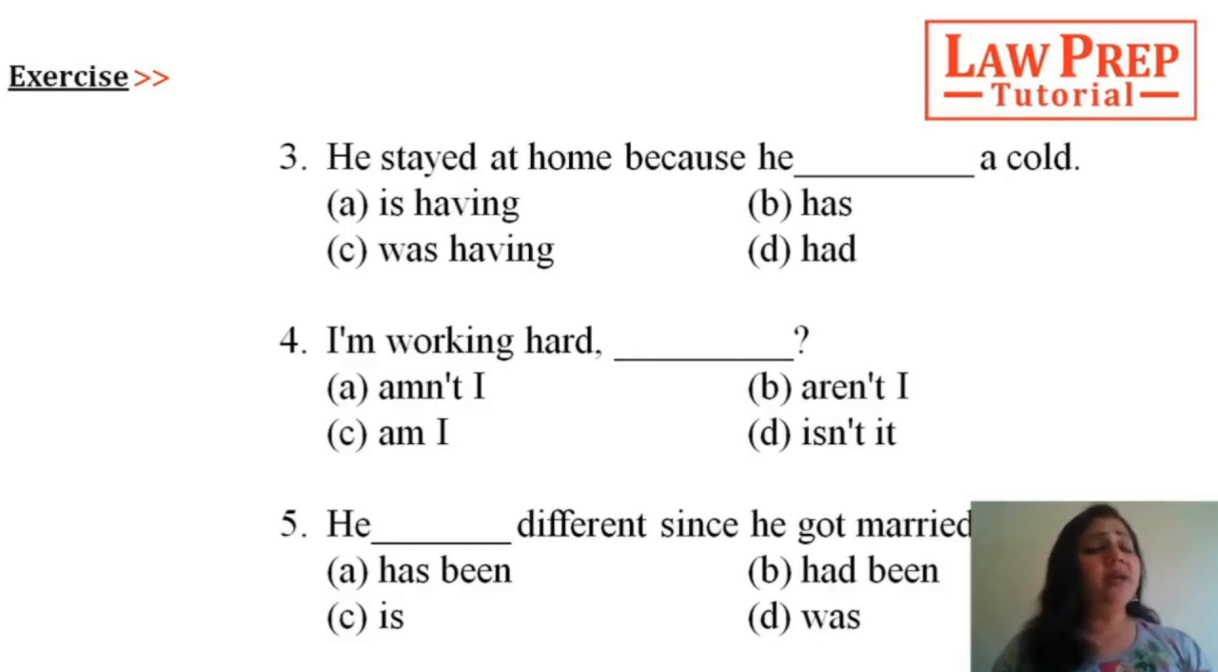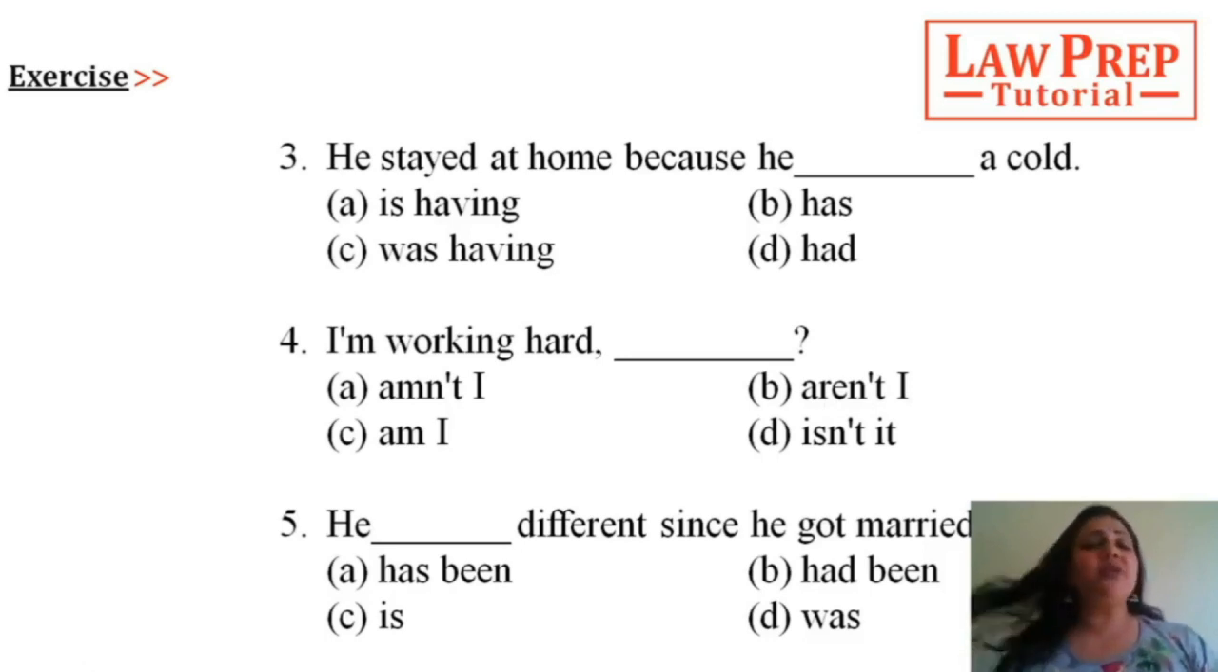I am not working hard, am I? I am working hard, aren't I? Because the sentence is positive, the tag would be negative. I hope you have marked the answer, "aren't I?" I am not doing it with a highlighter because I expect my students are doing along with me, taking the correct answer and choosing the right choice.